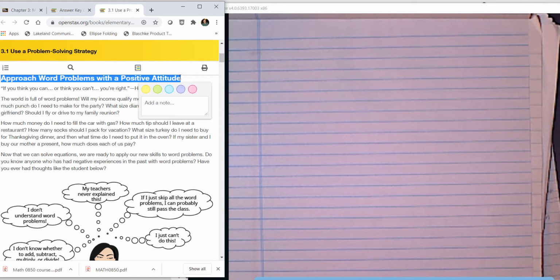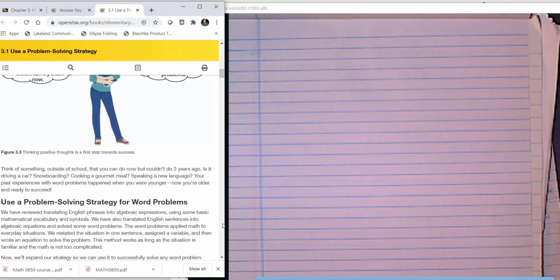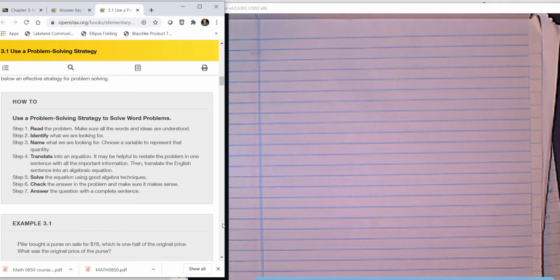So here I have section 3.1, using a problem-solving strategy. And I'm going to help you with a few of these problems. The first thing I'll point out, they say approach word problems with a positive attitude. I love it. You want to be successful in anything in life, approach it with a positive attitude. So you guys can read this on your own time, but I completely subscribe to that philosophy.